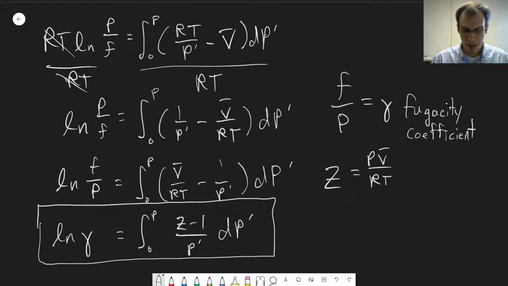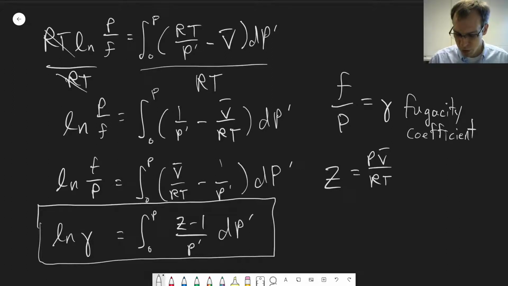This is a way for us to calculate gamma if we can measure the compressibility factor as a function of pressure. And so that gives us a very clear way to do this. We can use any of the other expressions we have here too. If you measure compressibility factor as a function of pressure, you can then fit that data to an equation, integrate it, and then you can find fugacity coefficients. And so that's the process that's used to do this.